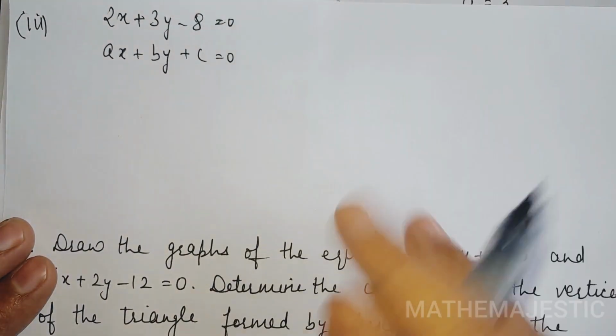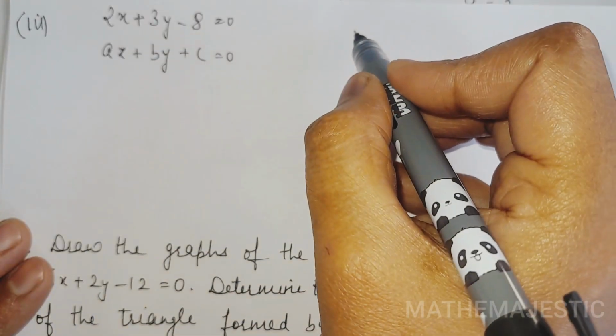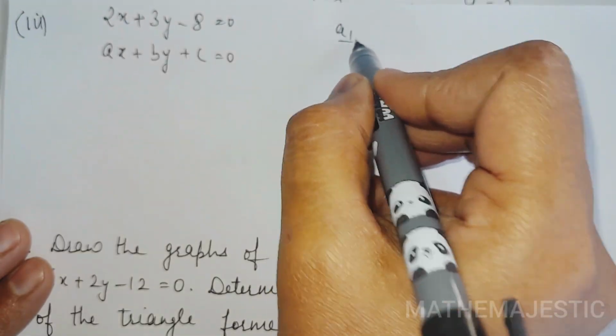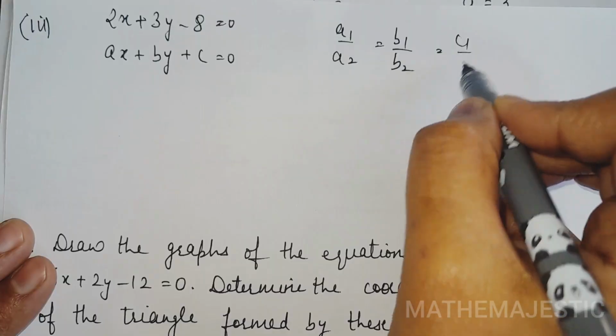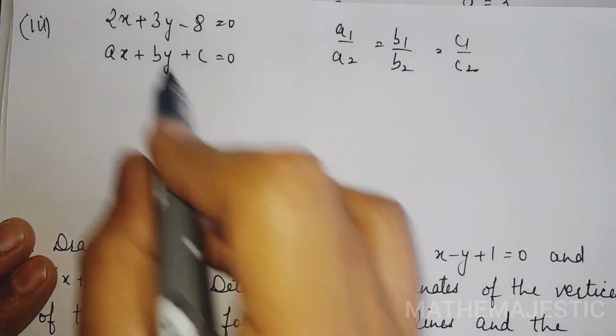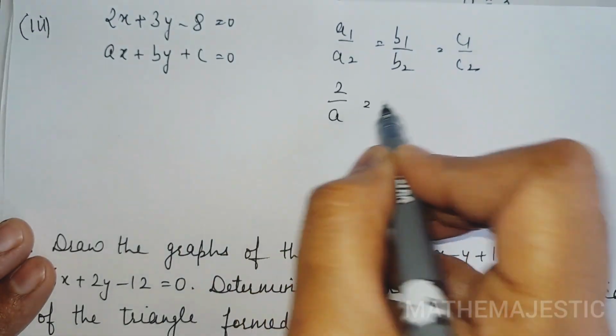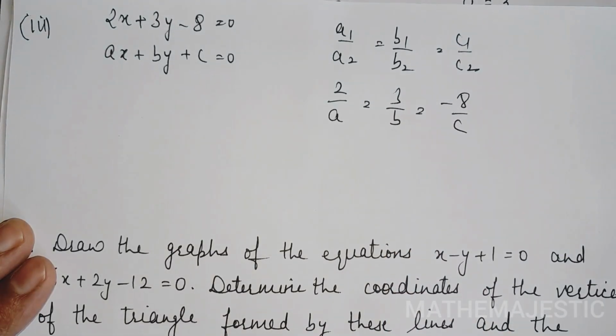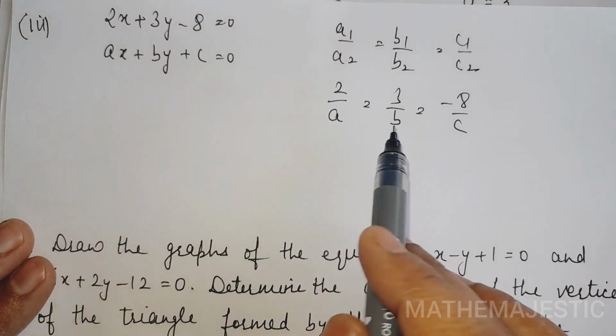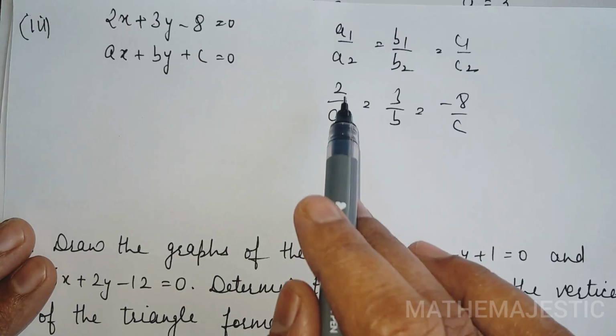Now we should know the condition also. The lines are coincident lines if all the ratios are equal. A1 by A2, B1 by B2 and C1 by C2 are equal. So we need to make them equal. 2 by A, 3 by B, minus 8 by C. So just now I explained how we should take them equal. We will take the relation equal.